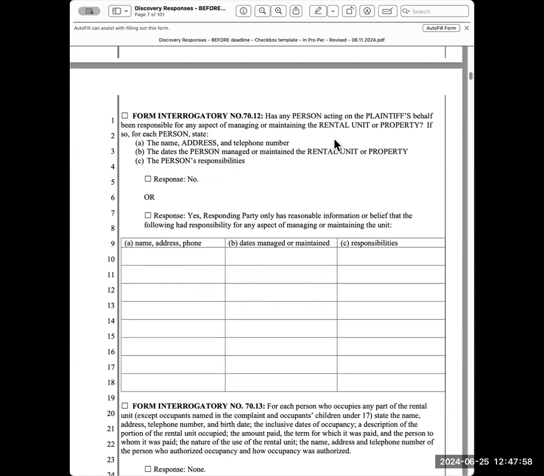If there was no such person helping the plaintiff with the property, you check here. If there was someone, you're going to check here and then answer this to the best of your ability. The name, address, and phone number, the dates the person managed. Sometimes people have been living on their property a long time and there's staff that gets hired and let go and new staff. You're going to put the dates that they managed based on your recollection and their specific responsibilities. Did they collect the rent? Did they do repairs? Did they do the gardening? Whatever their responsibilities were.